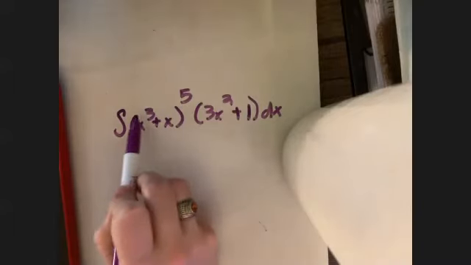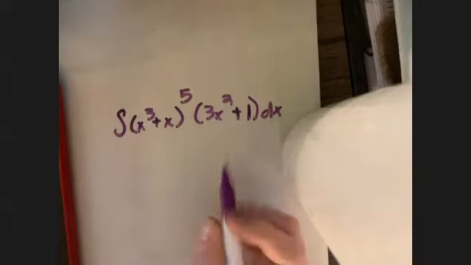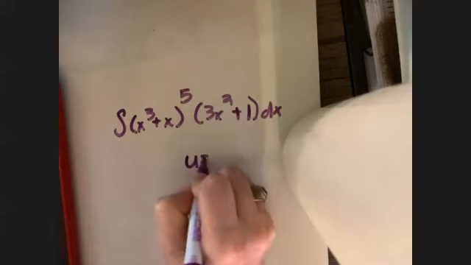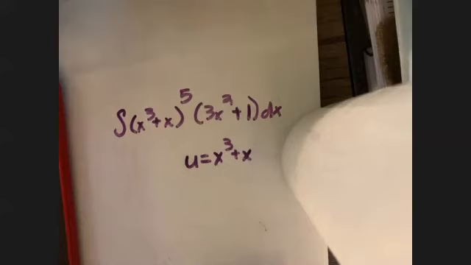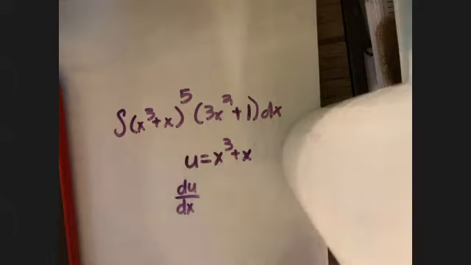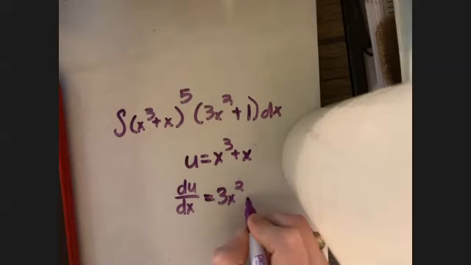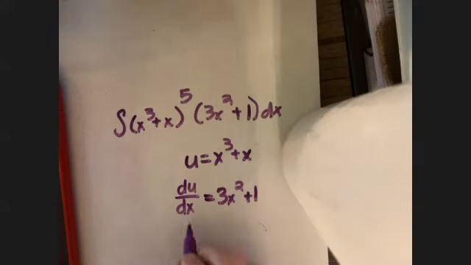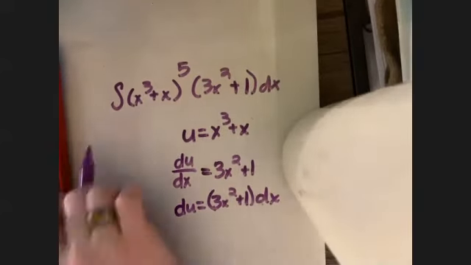So what we notice here, okay, is we've got this x cubed plus x, and this part looks like the derivative of that. So what we do is we're going to let u be x cubed plus x, okay? Then du dx, the derivative of u, is now 3x squared plus 1, okay? And then solving for du, we have that is 3x squared plus 1 dx, and we'll stick that in a set of parentheses.